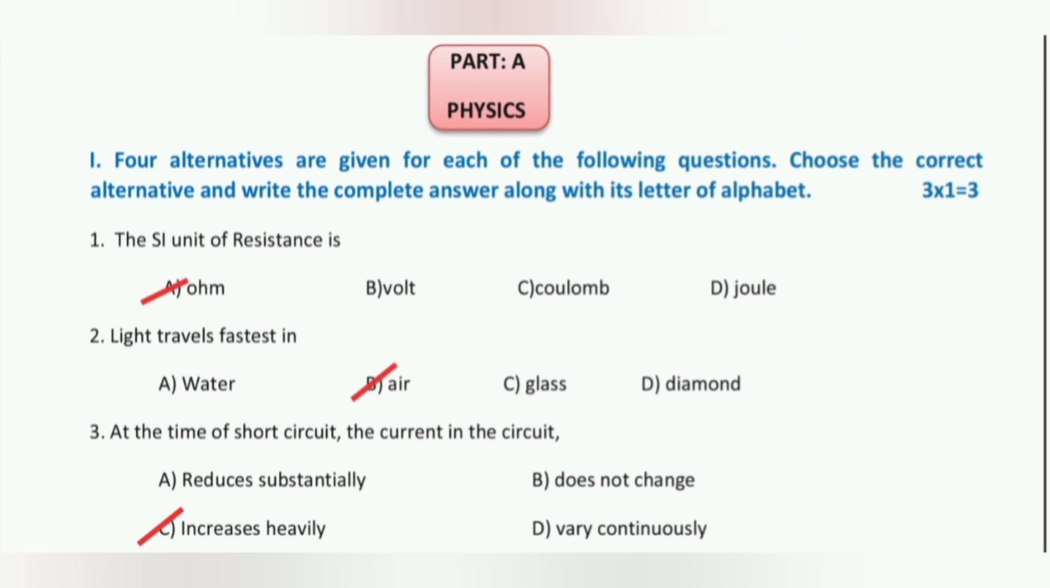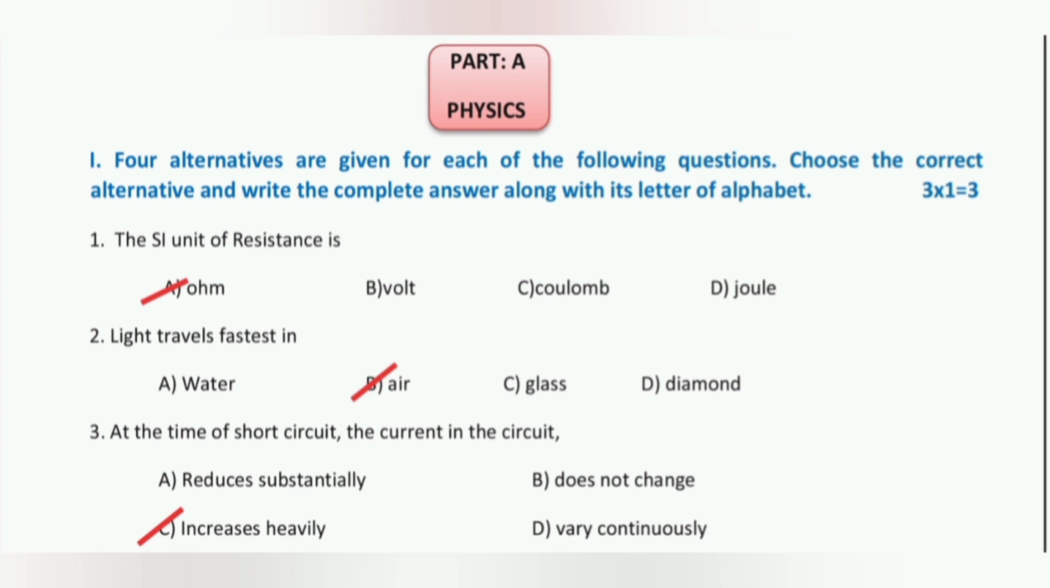Next, part A, physics multiple choice questions. The SI unit of resistance is option A, ohm. Next, light travels fastest in air. The light travels around 3 into 10 power 8 meters per second, hence light travels fastest in air.